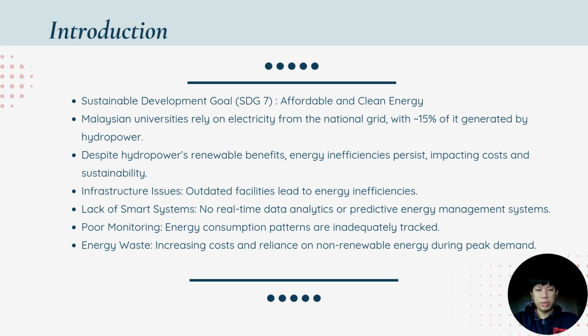Currently, Malaysian universities rely heavily on electricity from the national grid, with around 15% of that energy generated from hydropower. While this provides a renewable energy source, many challenges hinder its effective use within university campuses. Key issues include outdated infrastructure, the absence of a smart energy management system, and poor monitoring of energy consumption patterns.